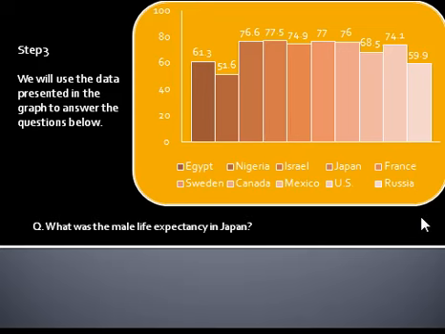What was the male life expectancy in Japan? Well, as we can see, Japan is the fourth bar over. And if we look at the top, we can see that the male life expectancy was 77.5 years.